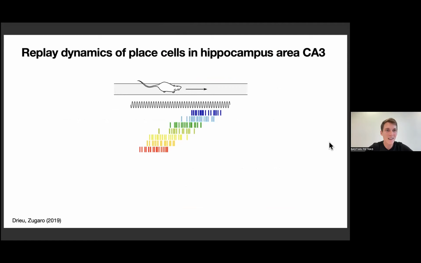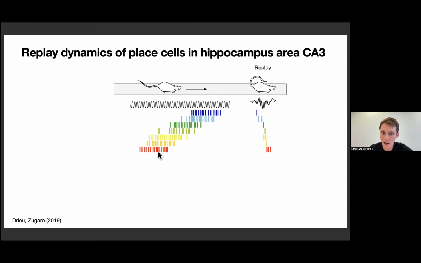Okay. So for the replay dynamics of place cells in the hippocampus, usually if we have a rat running around a corridor, then it's known that we have neurons here in different colors that code for particular locations of our rat. Interestingly, once the rat stops running through this corridor and starts dreaming about that, then we have this replay. So without being in this exact corridor, the rat rethinks this trajectory, and this is called replay.